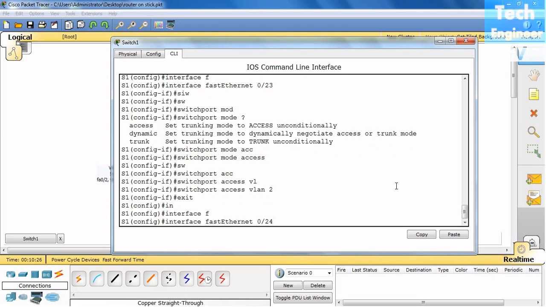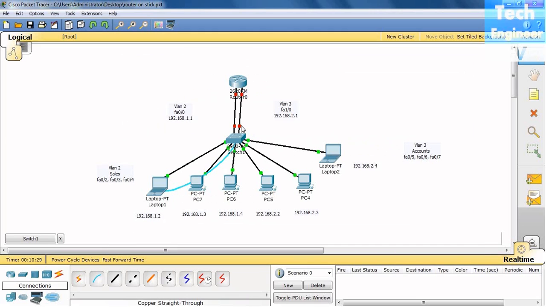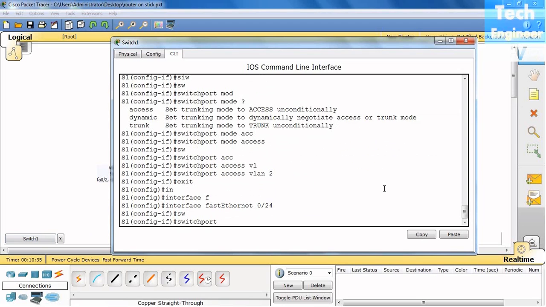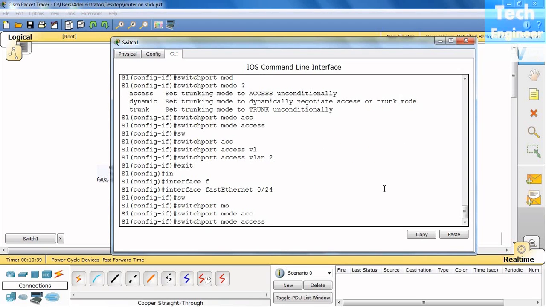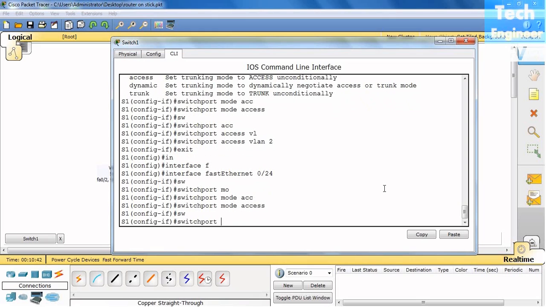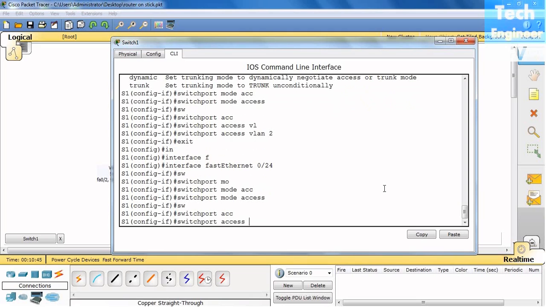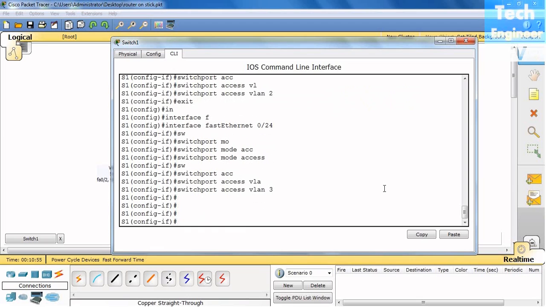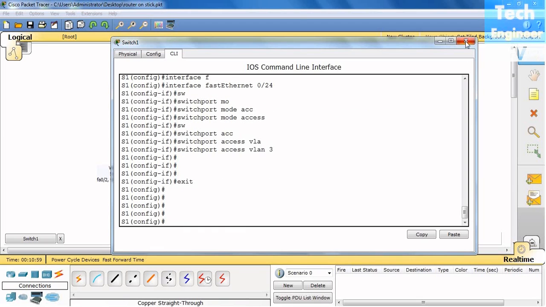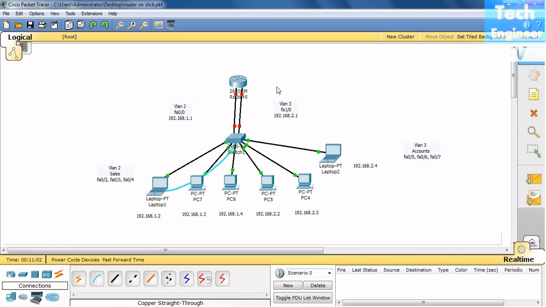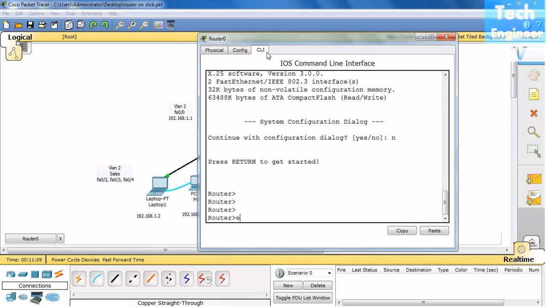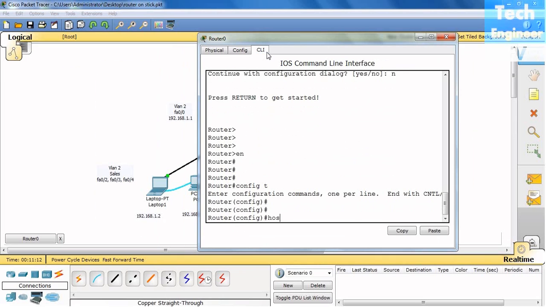Now the same thing we would do with interface FastEthernet 0/24. This is the FastEthernet 24 connected to the router. Switchport mode access. Now switchport access VLAN 3. Now the configuration will be done within the switch ports. The only thing we need to do is configure the same within a router. Now switch to switch will be trunk, switch to PC will be access. That's the thing to remember.